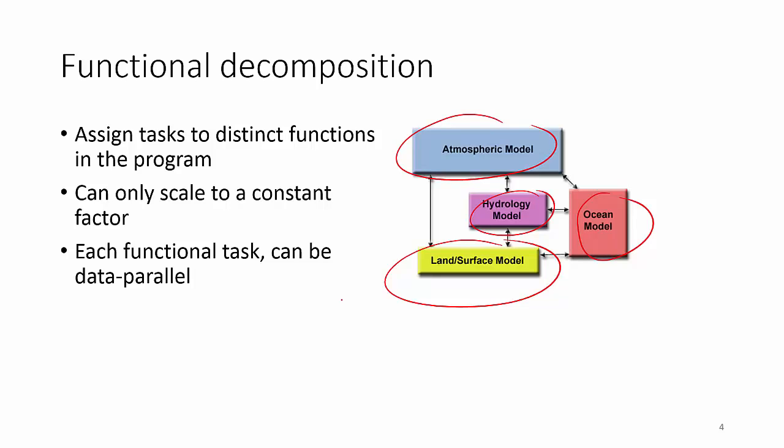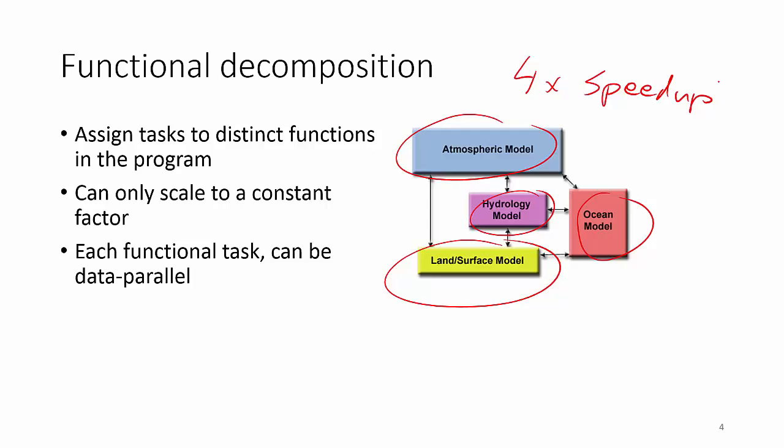A drawback, perhaps, is that it can only scale to a constant factor. In this example, if these four tasks have the same kind of execution time or execution behavior, then the speedup, or how much faster you can execute this code compared to a sequential version, can at most be 4 times, because you have 4 tasks. If they are of equal complexity, then you can possibly get 4 times faster execution compared to serial.